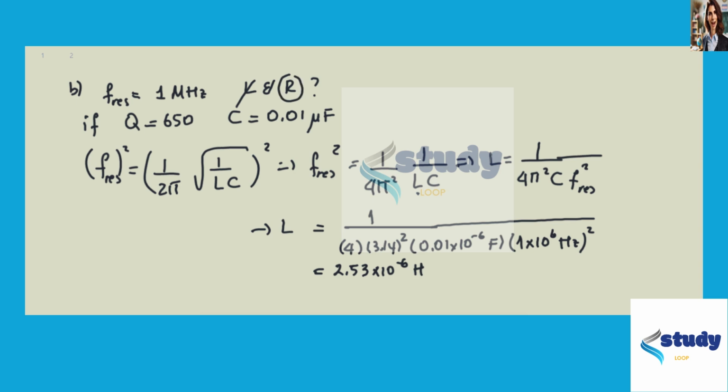Now, what about R? In order to get to R, let's remember the definition of Q factor. We proved that Q factor equals 1 over R times the square root of L over C. So in this equation, now we know what the inductance is. We're given the capacitance. We're given the Q factor. The only unknown that we have in this equation is the resistance. So let's solve for it.